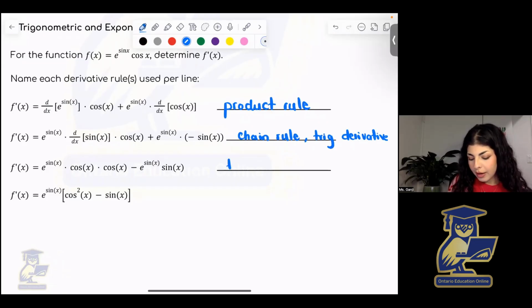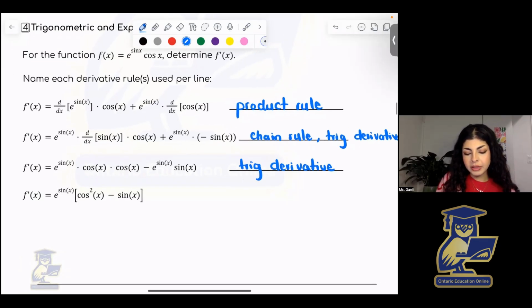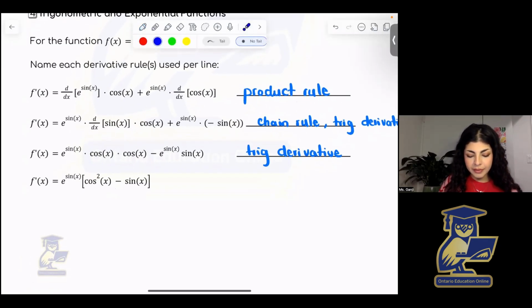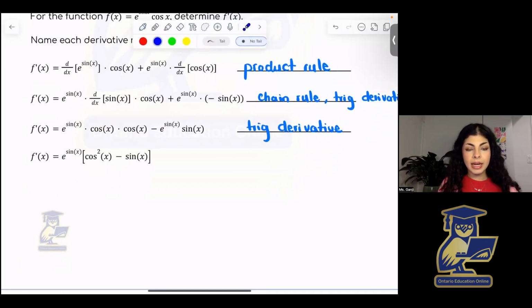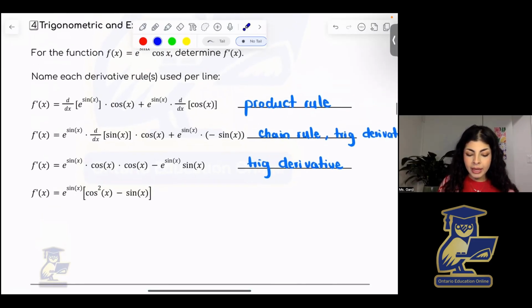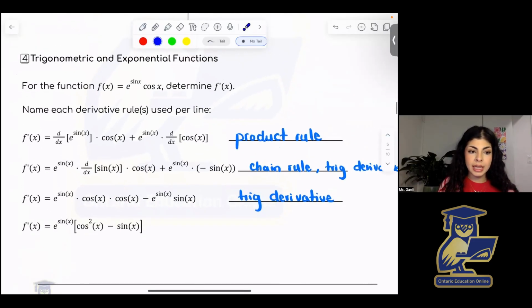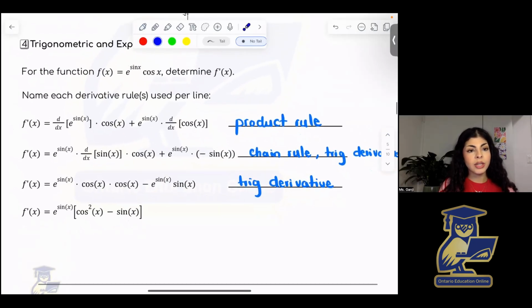And so here we also have the trig derivative, because we know that the derivative of sine of x is cosine of x. And here I've just distributed that negative here. And now I can see that I have e to the power sine of x in both of these terms, so I can factor that out. And then I'm left with a bracket of cosine squared of x minus sine of x. And it would be fine to leave this just as is, and then that is our derivative.